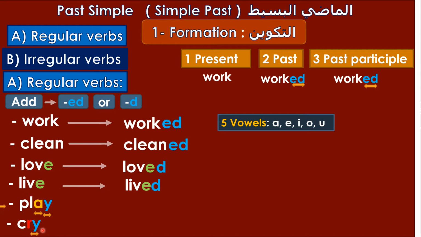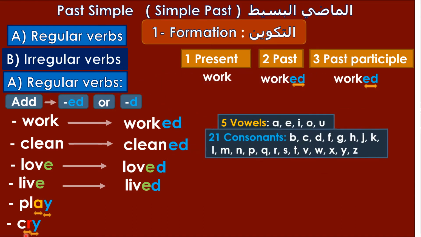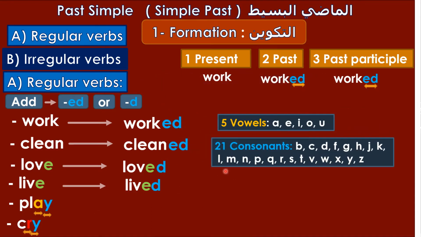The verb cry is different here. It ends in a y preceded by a consonant. These are the 21 consonants, the consonant letters in the English language. So what's going to happen here?